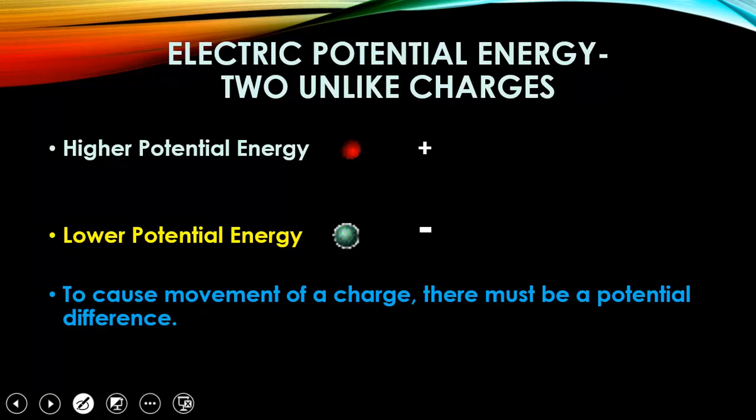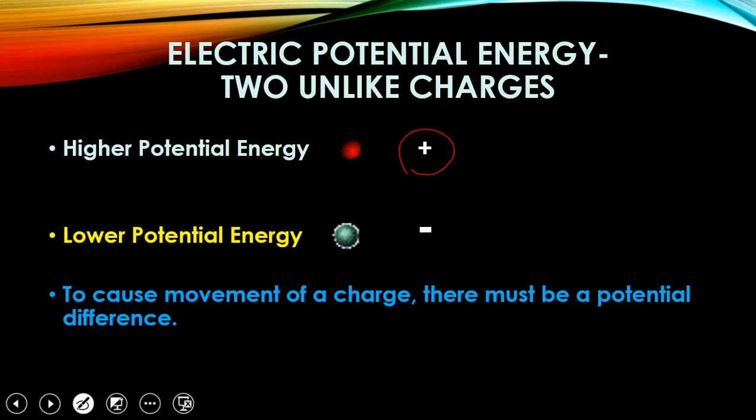Now we will talk about electric potential energy between two unlike charges. We have two types of potential energy. Number one is called higher potential energy. We give it the positive charge symbol. Positive charge means that this area contains higher potential energy.